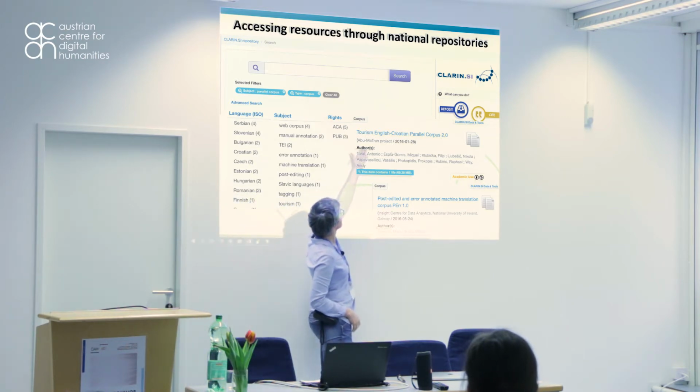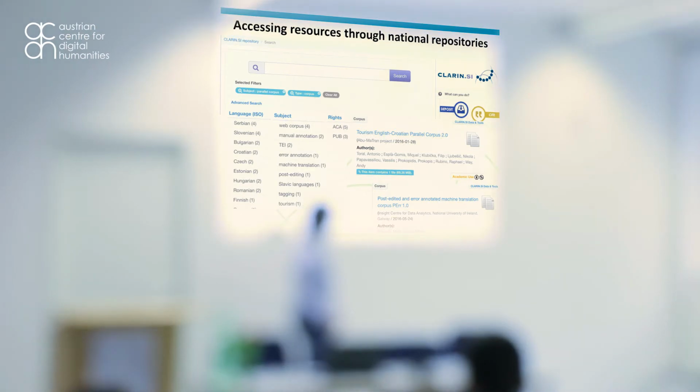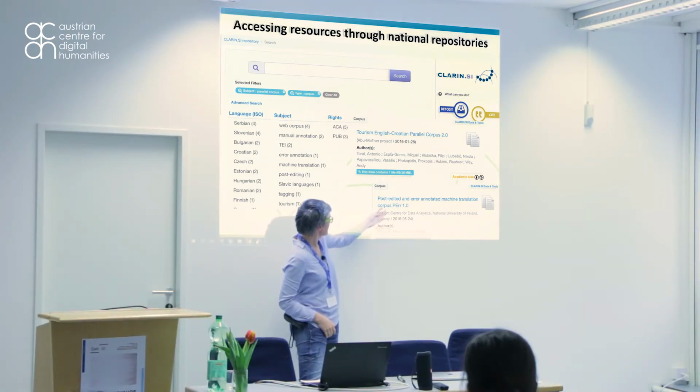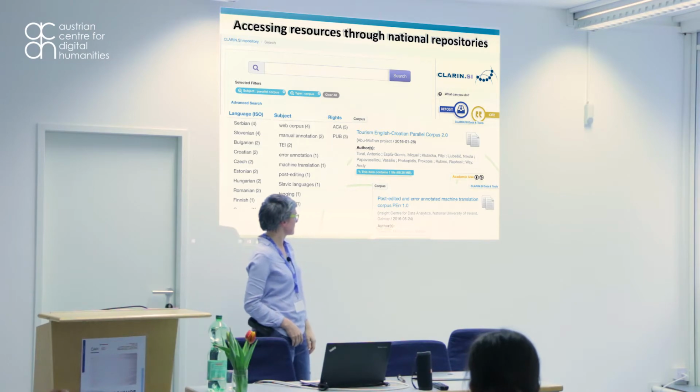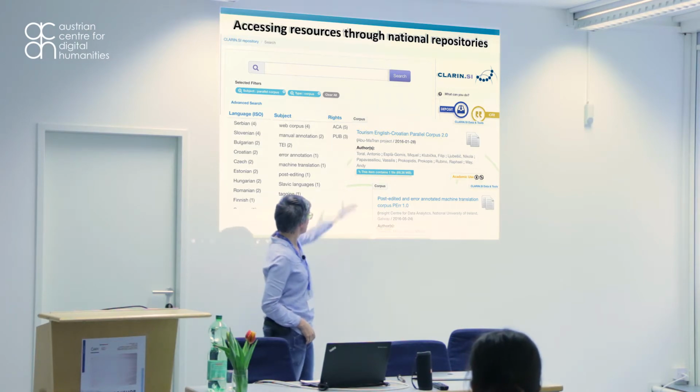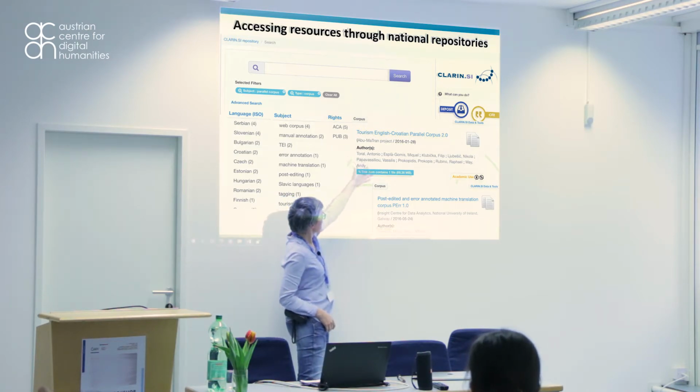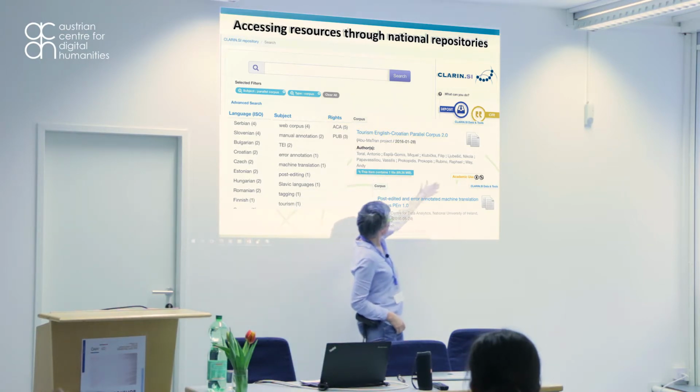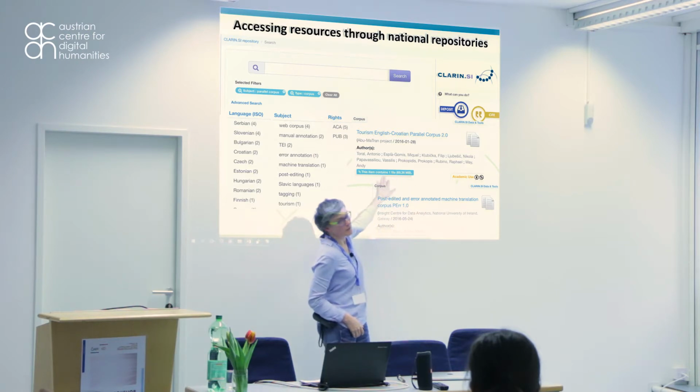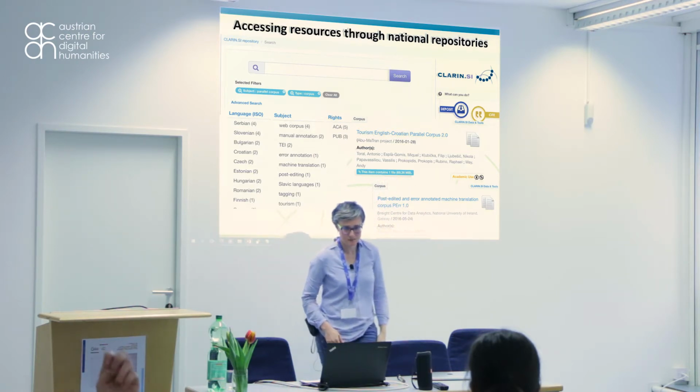For example, this is one, an English-Croatian parallel corpus of tourism material, or here is another one, a post-edited and error-annotated machine translation corpus. You get a lot of information about the resource, as well as the license information, and a direct link where you can download the corpus.